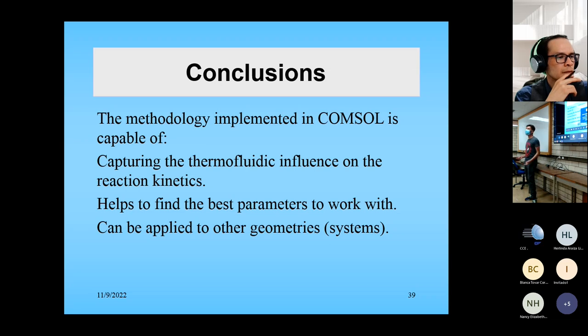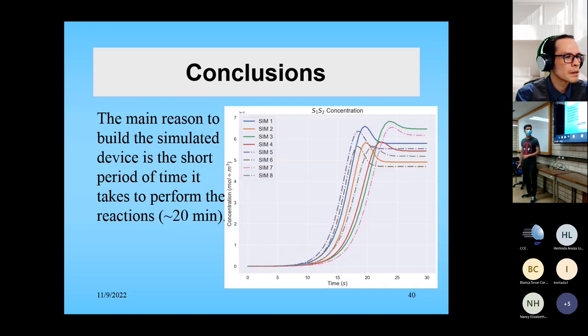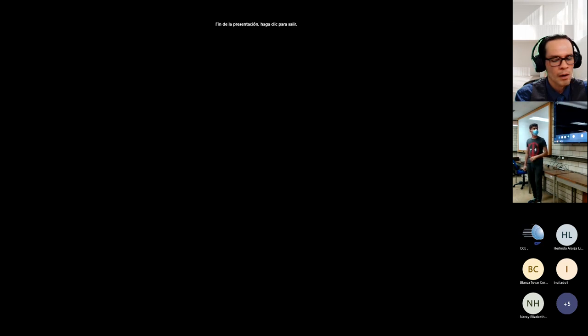In conclusion, this methodology implemented in COMSOL is capable of capturing the thermofluidic influence on the reaction kinetics, and helps us to find the best parameters that can be applied to other geometries or systems. The main reason to build this simulated device is the short period of time that the reactions take. As we can see in the graph, at approximately 20 minutes, the reactions stop.